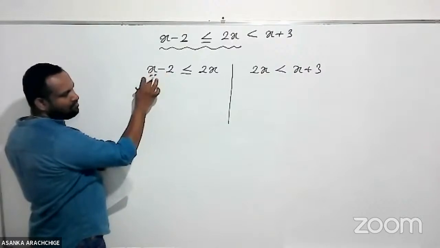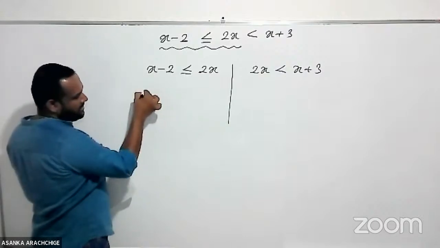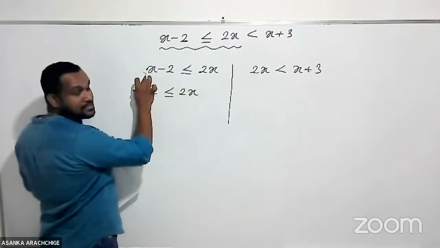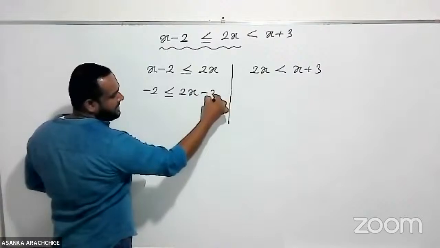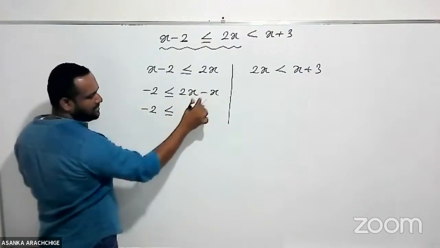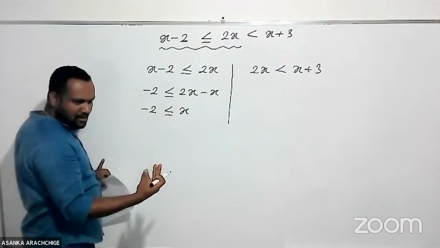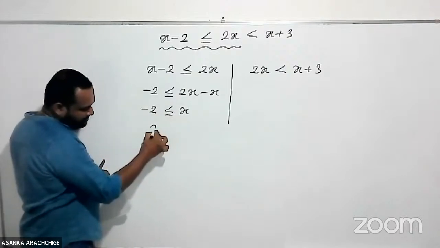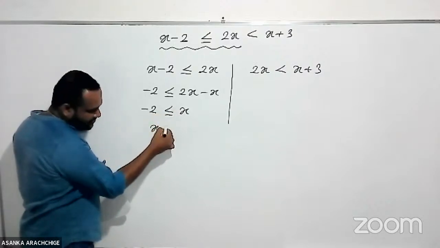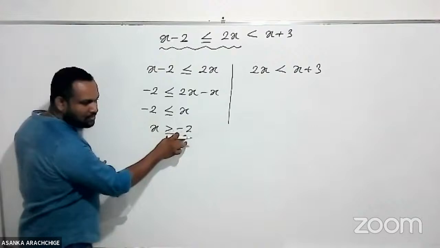Here you can take this x to the other side as minus x. Then minus 2 is less than or equal to 2x minus x, x. If this way is not that familiar, then you can take x to the left hand side. But look, x is on the greater side, no? Then change. Which means x is greater than or equal to minus 2.